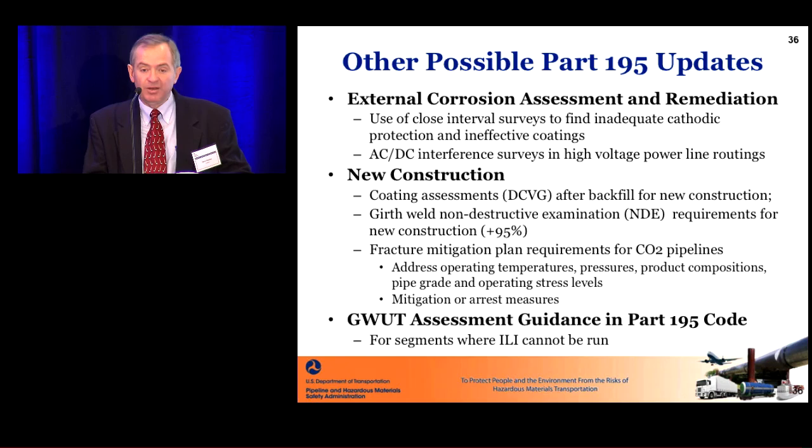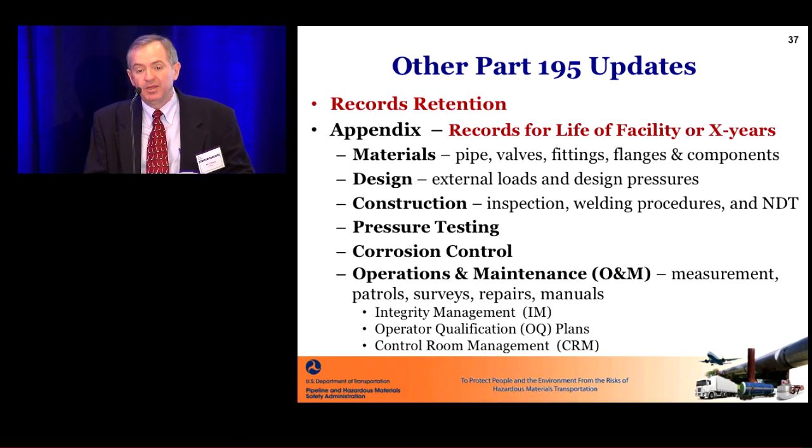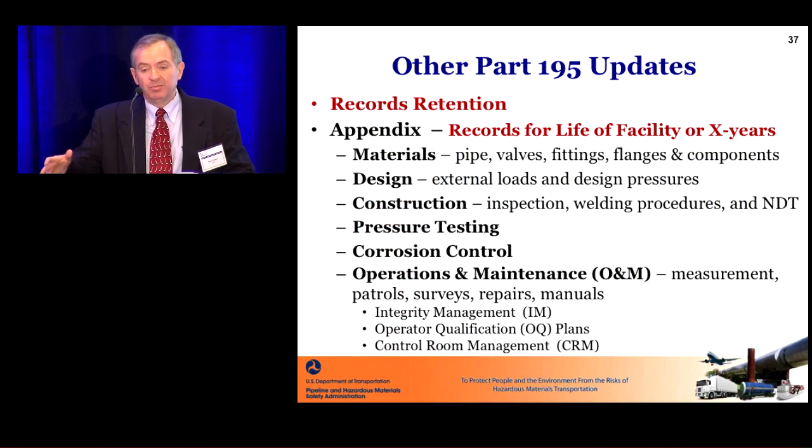Some of the other parts is records retention. Since we've got this MOP issue, should we have an appendix in the code that tells you on all the records, whether it's materials, design, construction, pressure testing, or your O&M, how long you keep them? Do you keep them for 3 years, 5 years, life of the pipeline, 1 year? Should we spell it out so you can go to one area and look, rather than it being sprinkled throughout the code? Sometimes it'll have an exact date, sometimes it'll be an implied date. That's something that we would like input on.